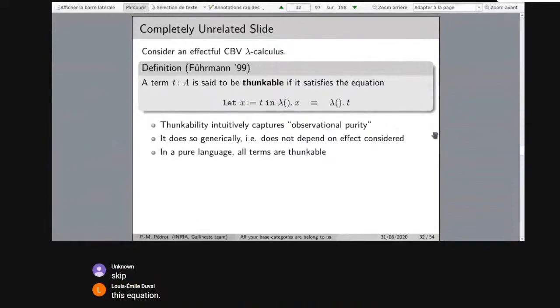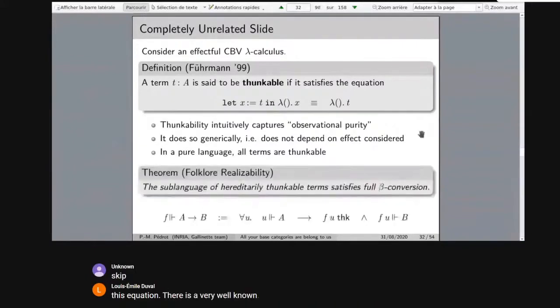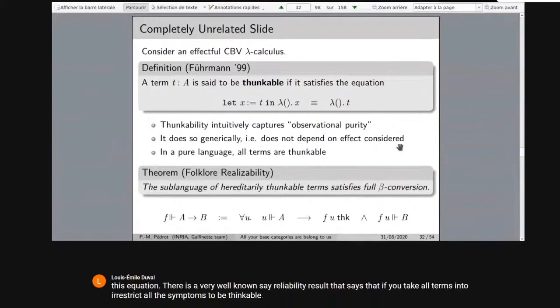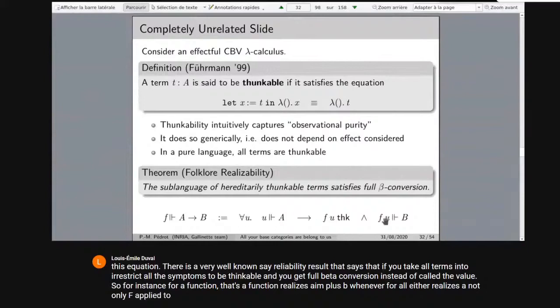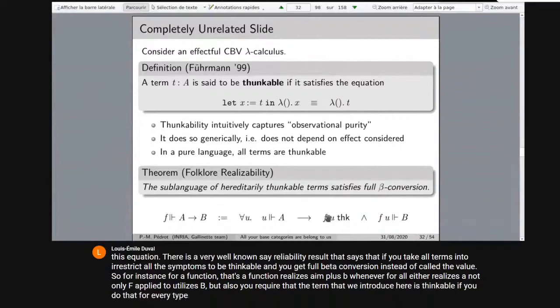There is a very well-known realizability result that says that if you take all terms and you restrict all the subterms to be thunkable, then you get full beta conversion instead of call by value. So, for instance, a function realizes A implies B whenever, for all U that realizes A, not only F applied to U realizes B, but you also require that the term that you introduce here is thunkable. If you do that for every type former, you will get a model of full beta conversion.